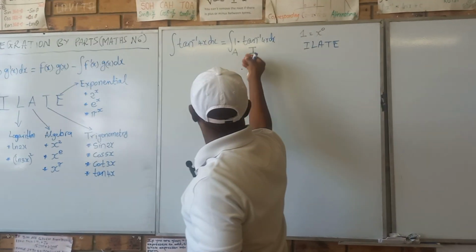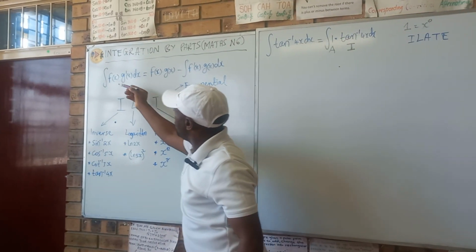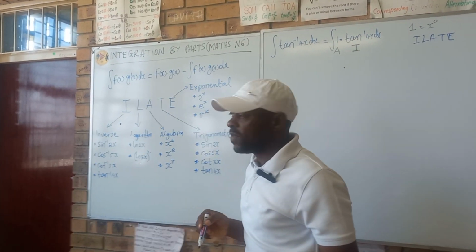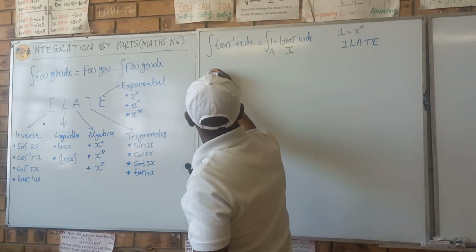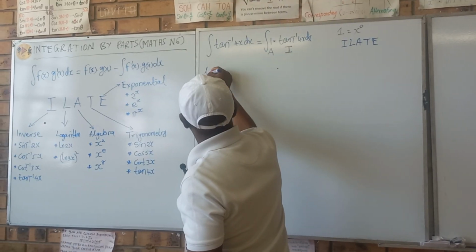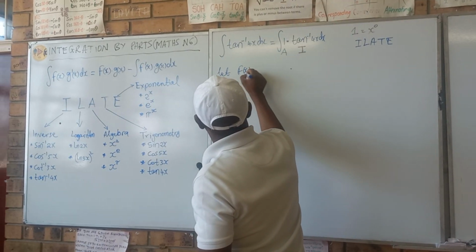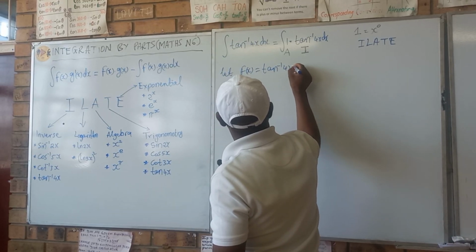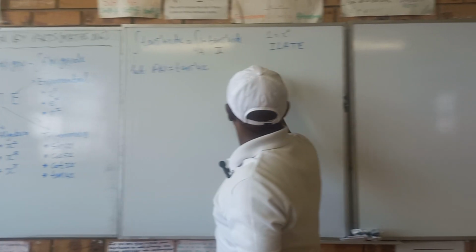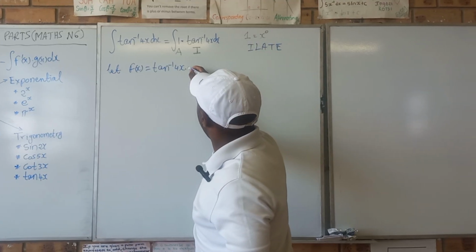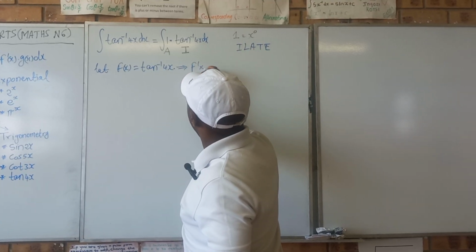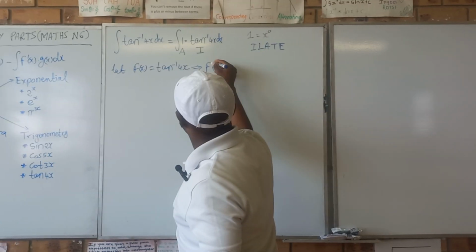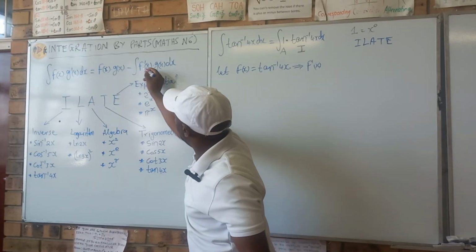So if you are now matching your problem to the formula, it means your f, which comes first in the formula, must be equal to inverse. So I will say let f of x be equal to arctan 4x. Since in the abbreviation inverse is coming first, then I will need its derivative. So its derivative needs to go there.